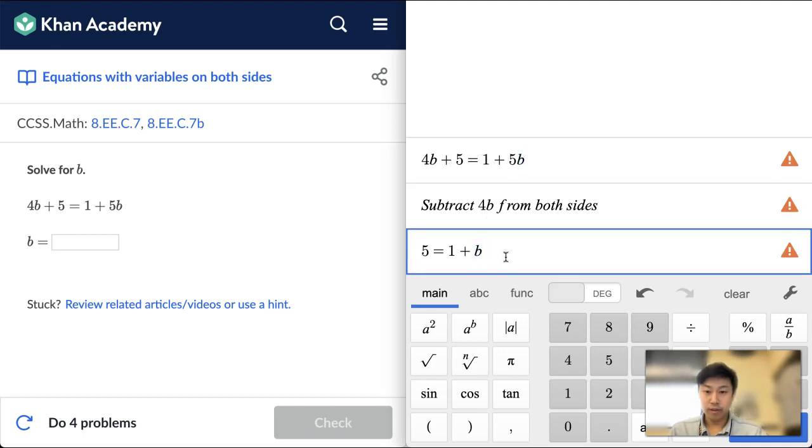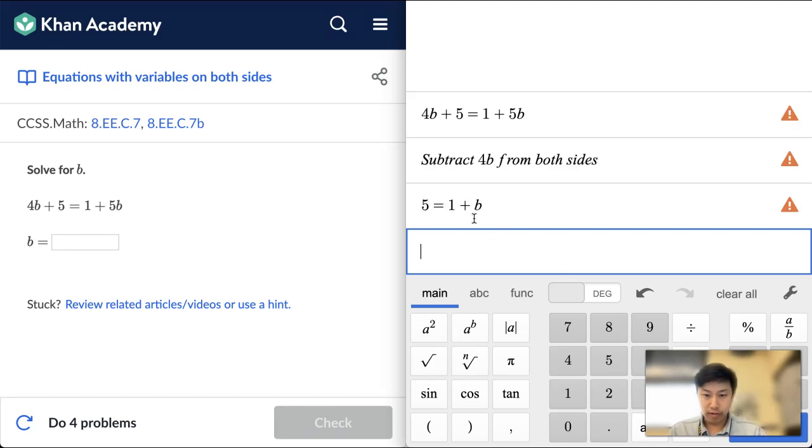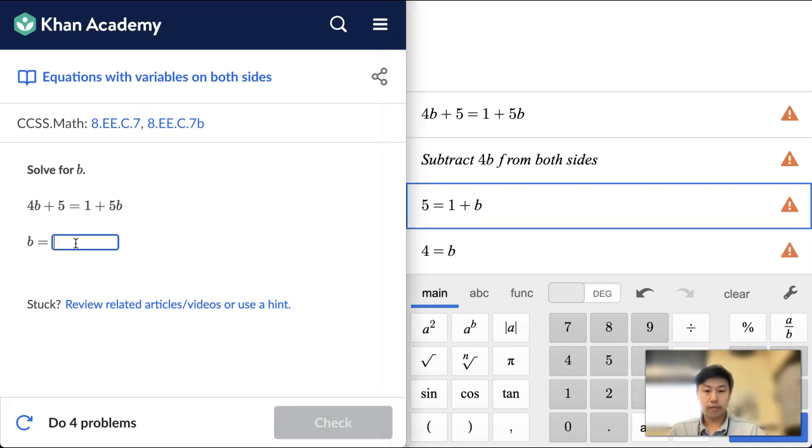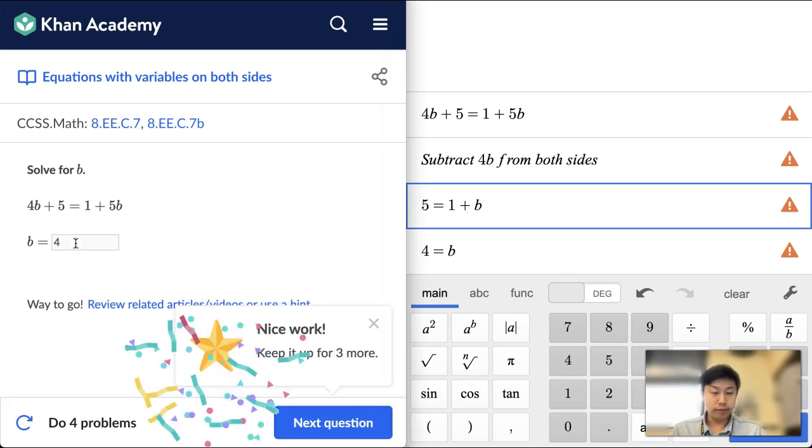So check this out. This multi-step was actually only 2 steps because we have a nice 1b here. From here, you just have to subtract 1 from both sides. You can do this in your head, right? 1 plus 4 is obviously equal to 5, so 4 equals b. You can also subtract 1 on both sides. So b is equal to 4.